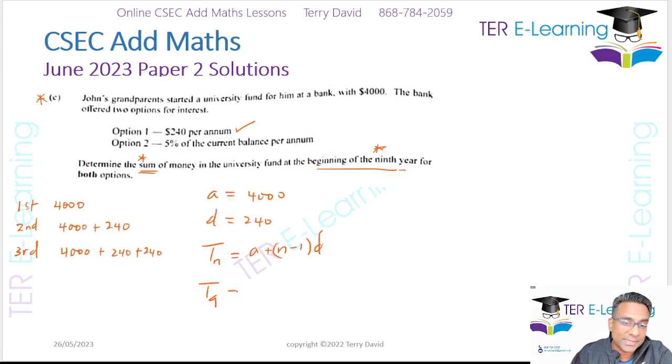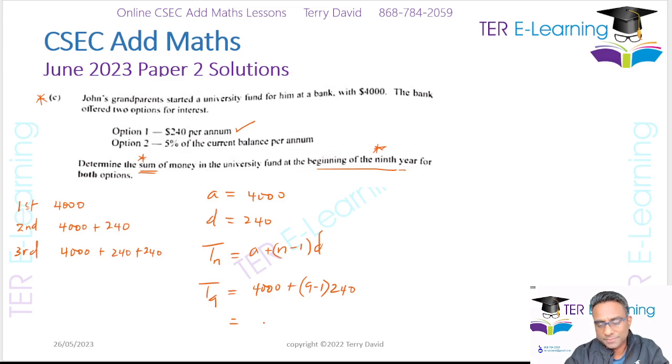So you have to use 9 in this case. So it's going to be 4,000 plus n minus 1, which is 9 minus 1, multiplied by the common difference of 240. So in this case, it's going to be 4,000 plus, open brackets, 9 minus 1, multiplied by 240, and you're going to get 5,290. So that's the amount of money that you're going to have at the beginning of the ninth year.